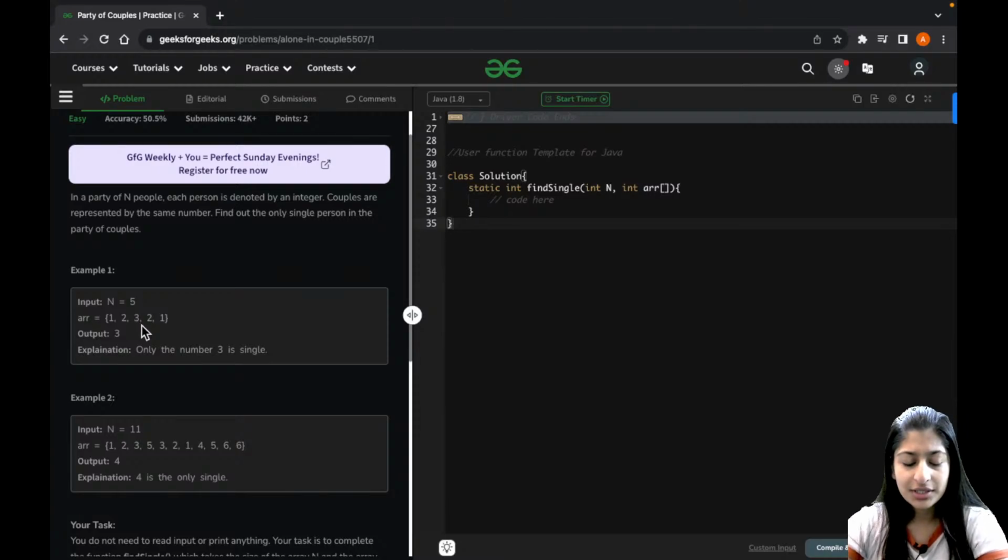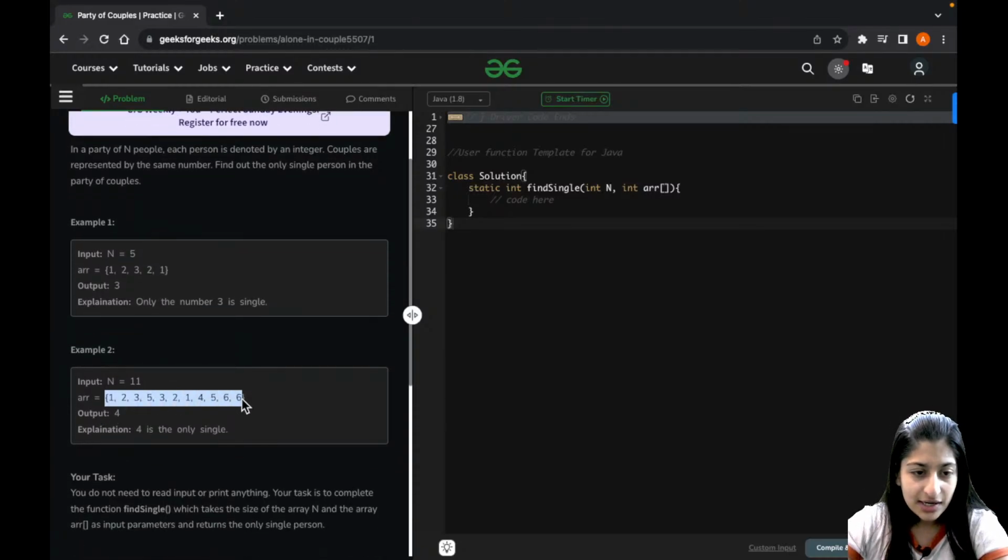Okay, so how will you determine this? If you observe the array, it contains 1 2 3 2 1. If you closely observe, you have 1 in pair. When you're getting two ones, that means they both are a couple. You're getting two twos, that means they have also come in a couple. When you have 1 3, that means 3 is the person which needs to be returned because 3 has come single. So only the number 3 is single. That's what you have to return.